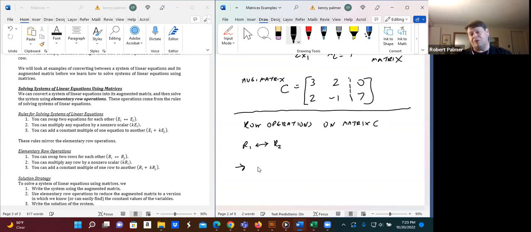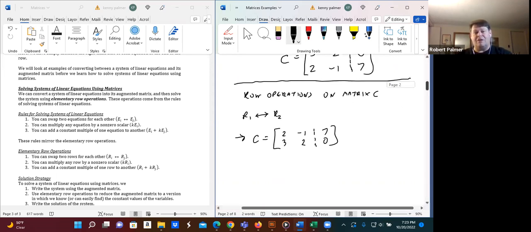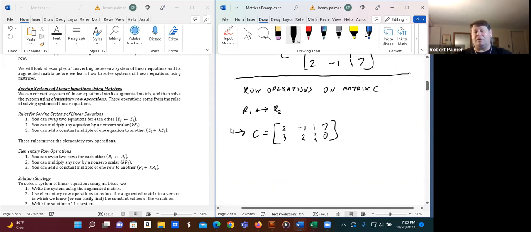If I do that operation, the top row will now be the bottom row. So my top row is now going to be 2, -1, and 7. My bottom row is now going to be 3, 2, and 0. Doing that doesn't change anything. We can do that anytime we want, and as we'll see, sometimes it's very useful.